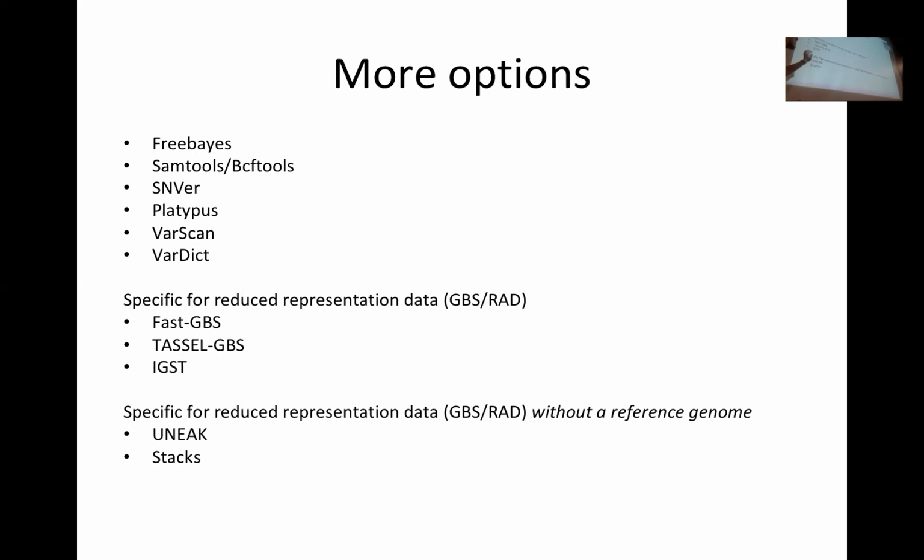If you're specifically using GBS or RADseq data, fastGBS is pretty new and has become pretty popular. TASSEL has long been a mainstay in the plant world. I don't know as much about IGST, but I've seen it. If you do not have a reference genome and you're doing GBS or RAD, Universal and Stacks are the two that are going to be designed. They will take your little stacks of reads and create a fake reference for you to map back to if you don't have a reference genome. So those are the two to look for.